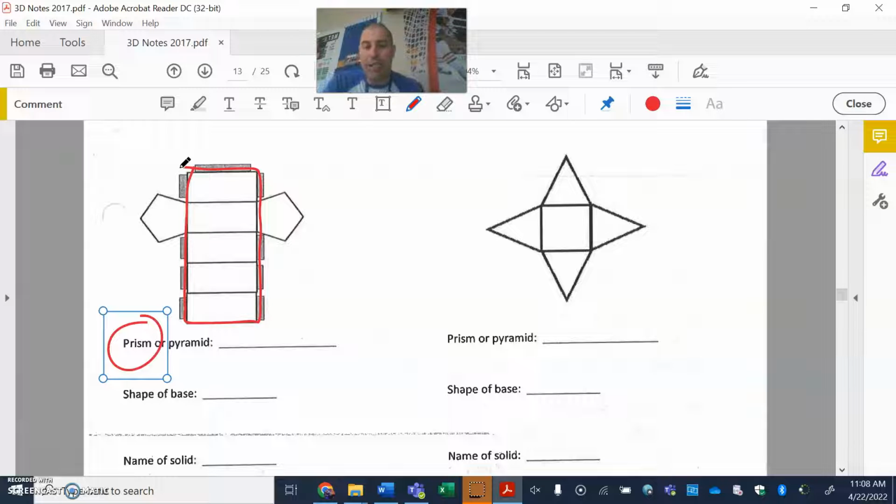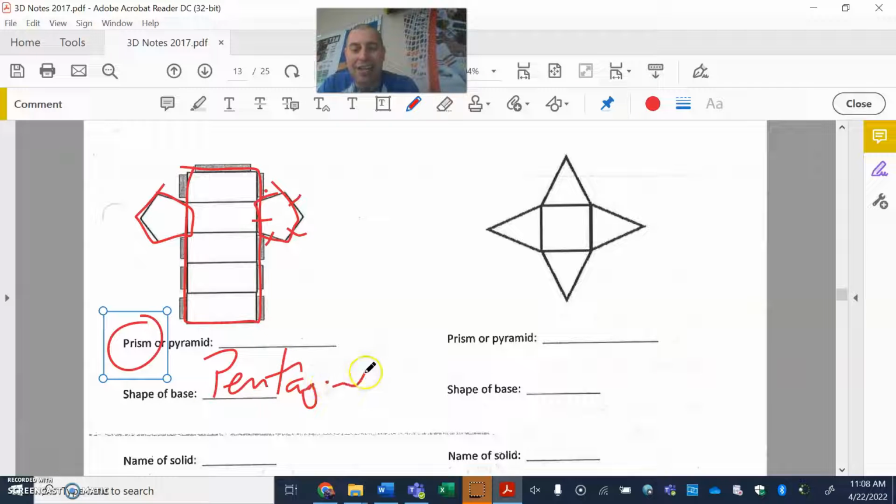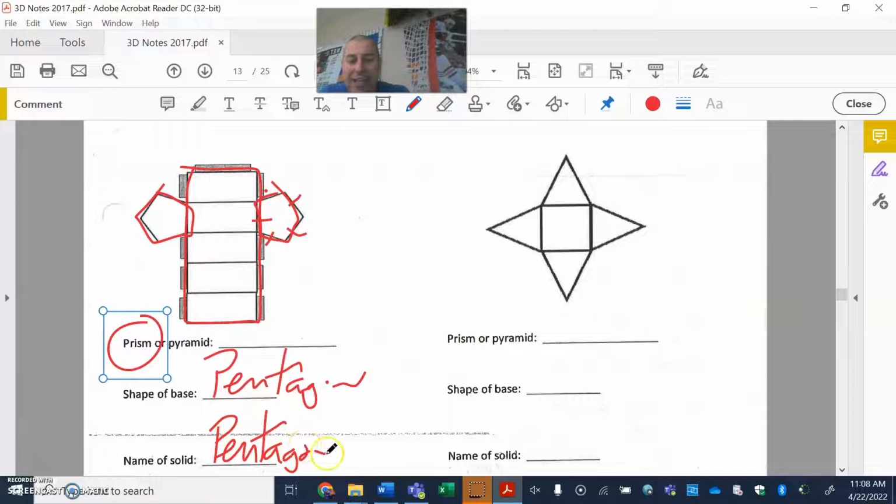The shape of the base, you're always going to have the two that match up because they are the same on the top and the bottom. We can count the number of sides: 1, 2, 3, 4, 5 sides. So that is a pentagon. So when we put it together, a pentagon for the base, it's a prism. It's what we call a pentagonal prism. We use that ending, that AL ending that we're looking at.